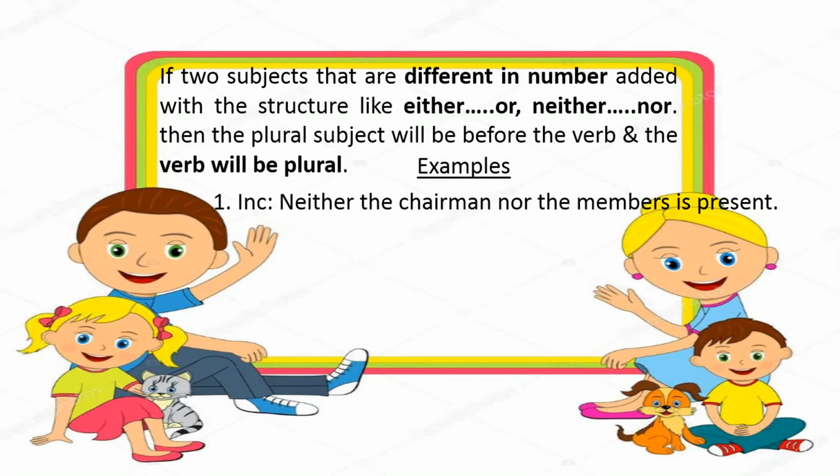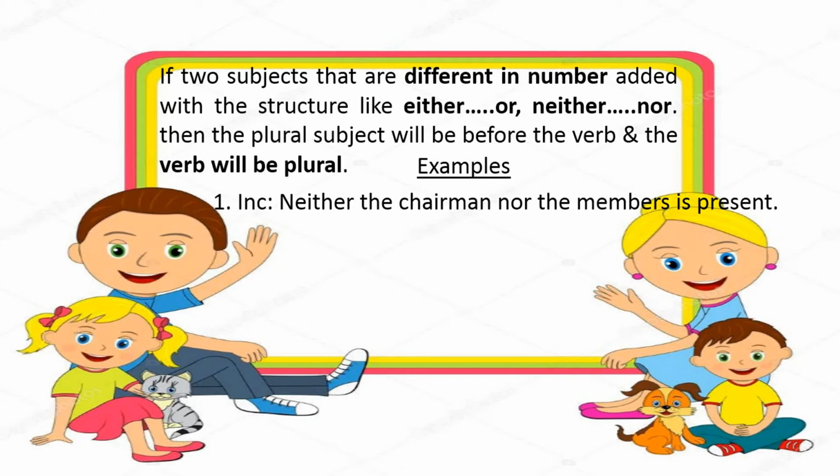So here the two subjects are different in number. The first subject, the chairman, is singular, and the second subject, the members, is plural. So two different numbers are joined with the structure neither-nor. Then the plural subject will be before the verb and the verb will be plural.